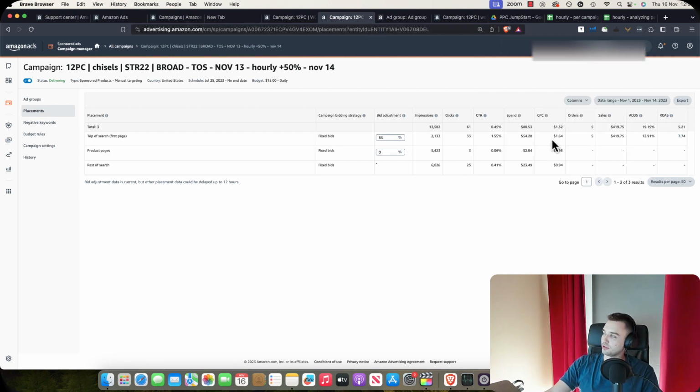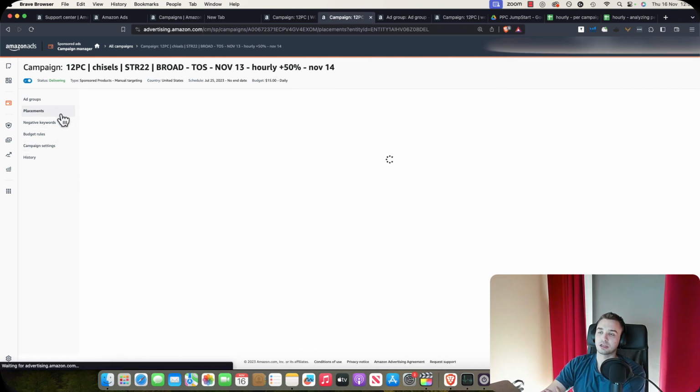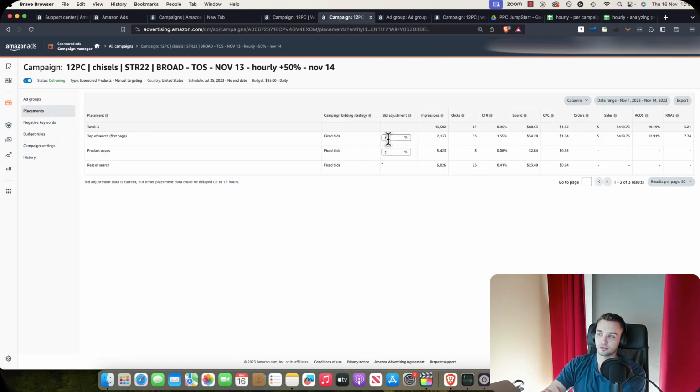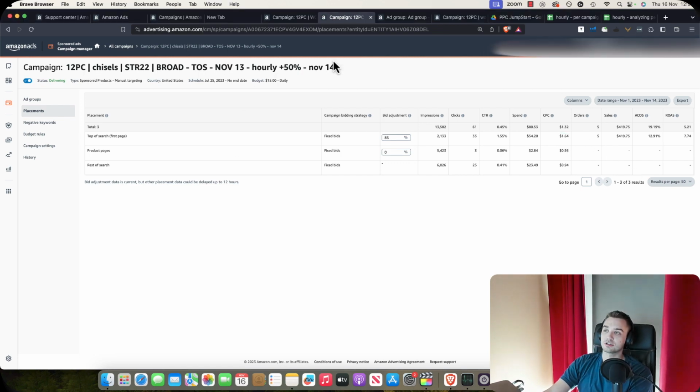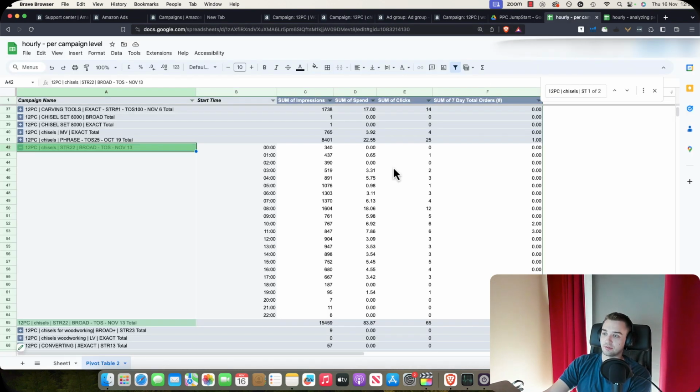CPC 0.64, top of search, and at this kind of cost per click, we tend to get orders and the ACOS is good. So that means after our scheduling rule, we want to be in at least that CPC range. And these rules stack up, meaning whatever rule you add here is going to be an increase on top of the top of search placement. We need to build a formula that can help us get to this ACOS around this specific time of 10 to 11 a.m.